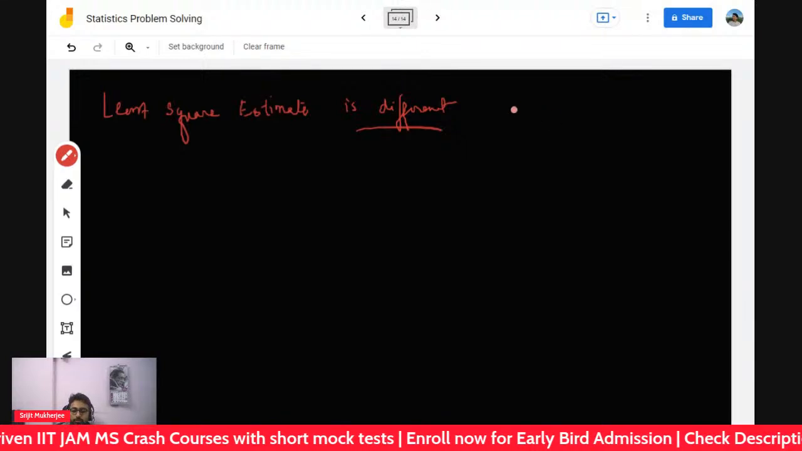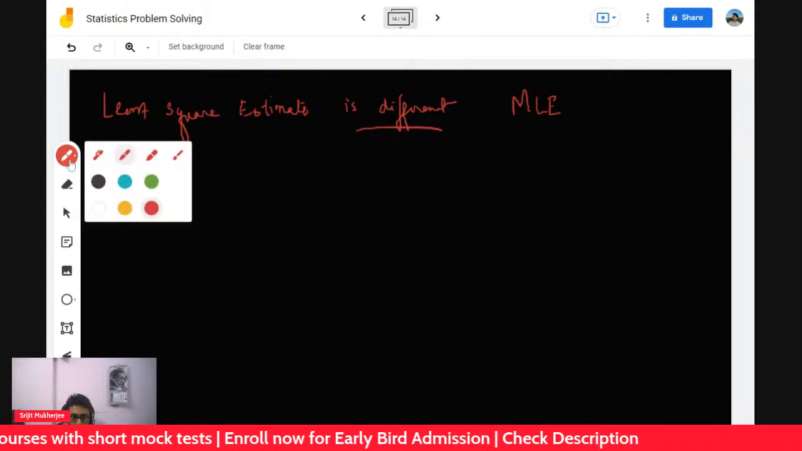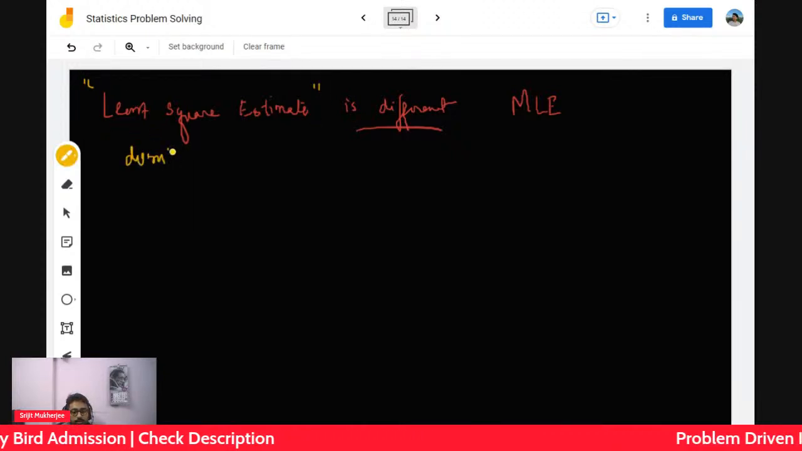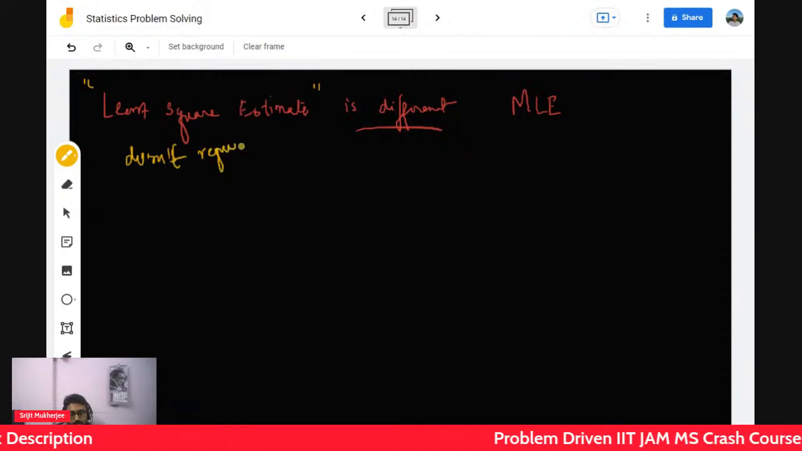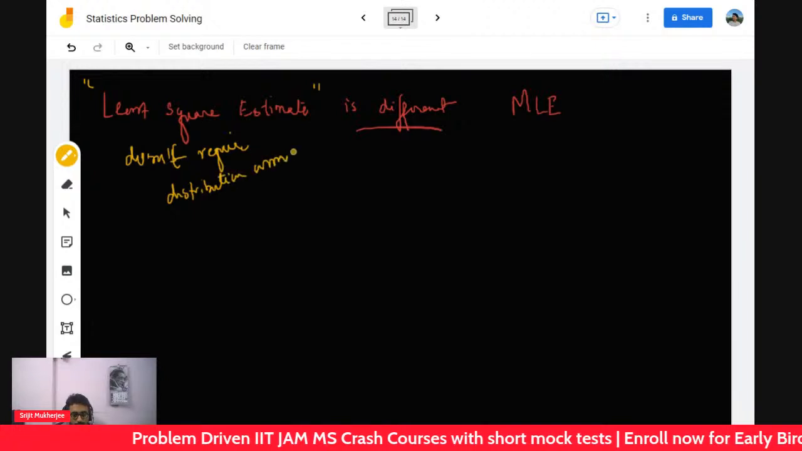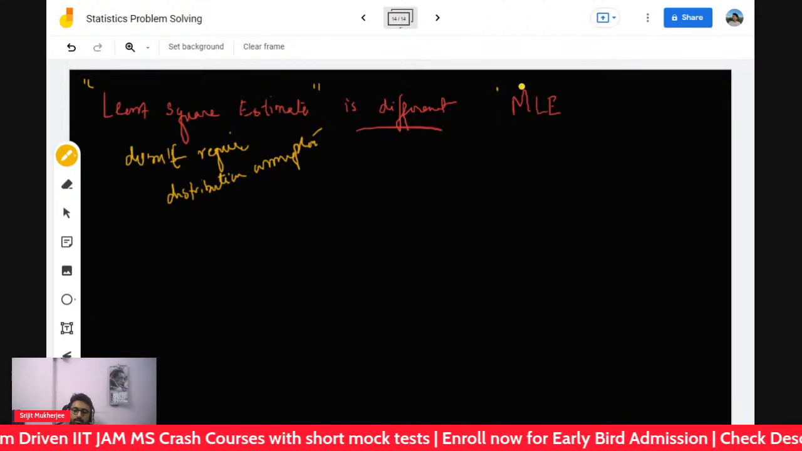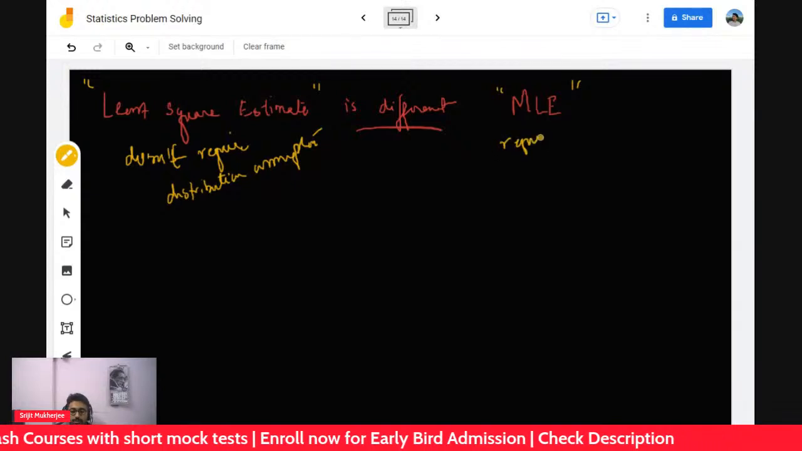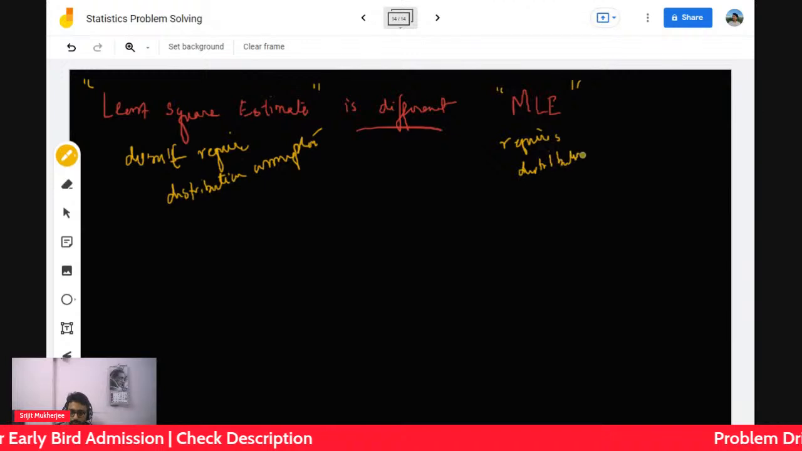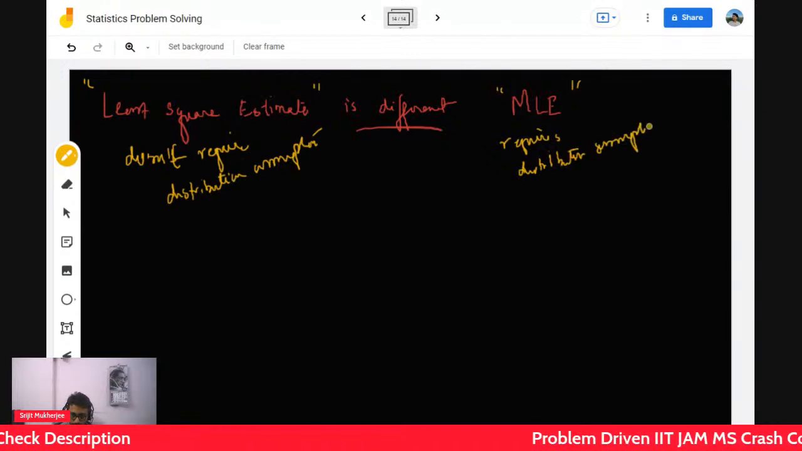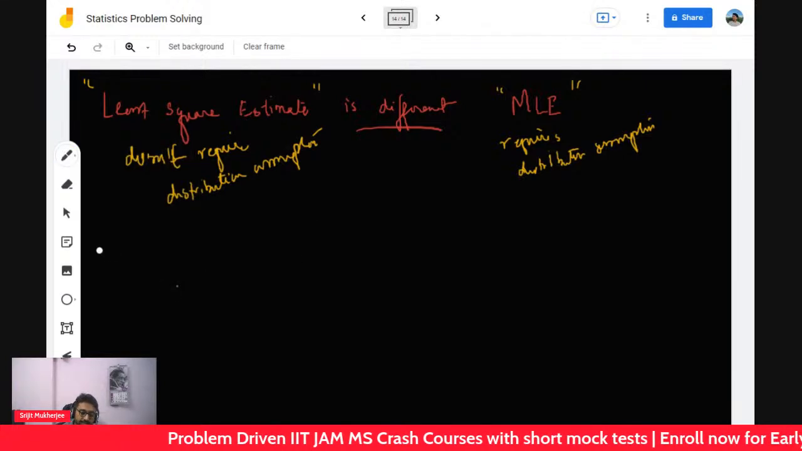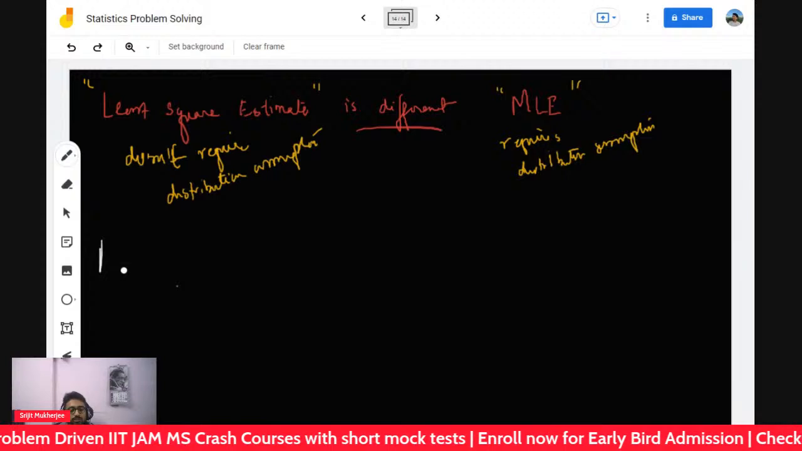So least square estimate is different from MLE, right? We have seen that. Why? Because it's very natural. Least square estimate doesn't require distribution assumption. Nothing. And MLE requires distribution assumption. We need to find out the probability, likelihood. But I will show you that in a certain special case, MLE is equal to the least square estimate.